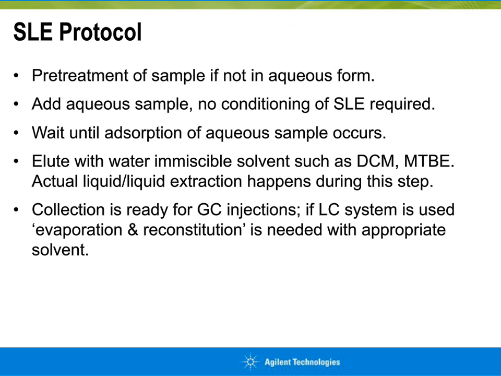The basic procedure is to pre-treat the sample if it's not in an aqueous form, and add the aqueous sample to an SLE cartridge. No conditioning is required. Wait until that aqueous sample absorbs. That takes 5 to 10 minutes, so you can check your email, have a cup of coffee, chat with your lab mates, and then come back and elute with a water-immiscible solvent, such as DCM or MTBE. This is actually the liquid-liquid extraction step that you're familiar with. When you elute, this collection is ready for GC injection, or if you're going to LC, you will need to evaporate and reconstitute in the appropriate solvent.